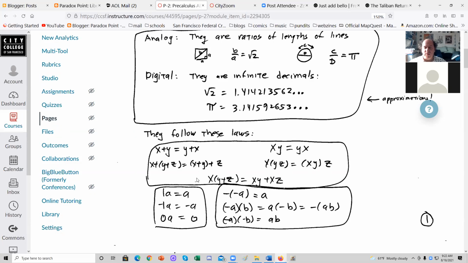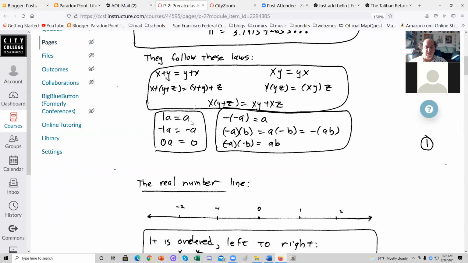And then there's the distributive law. X times the quantity y plus z is xy plus xz. Then some other laws. 1 times the number is itself. -1 times the number is its opposite. 0 times the number is 0. The opposite of the opposite of the number is the number. -a times b is a times -b is the negative of ab. And -a times -b equals ab.